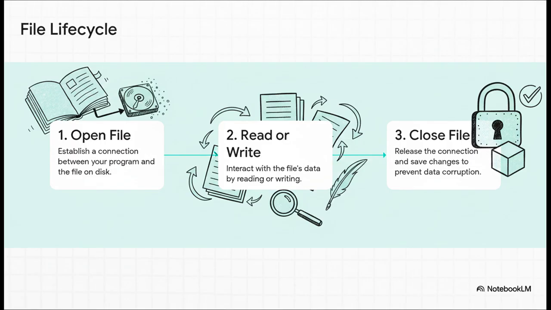Second, you either read or write. This is the main event, right? You're either getting information that's already there or putting something new down. And third, and this part is absolutely critical, you close the file. This step saves all your changes and releases that connection, which prevents all sorts of nasty issues like data corruption.